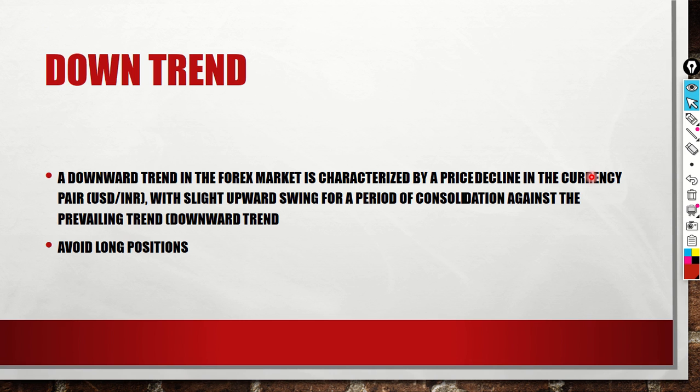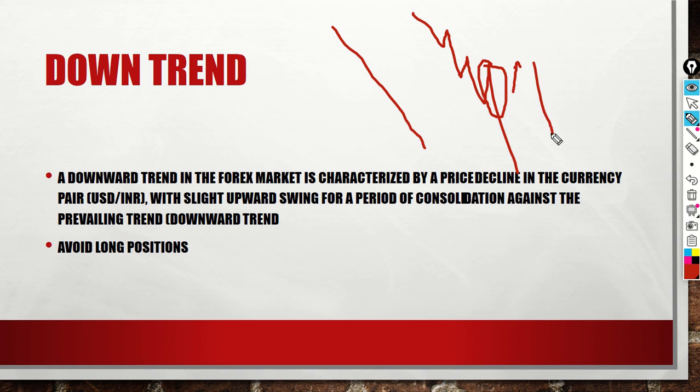So a downtrend is the opposite of an uptrend. A downward trend in the forex market is characterized by a price decline in the currency pair, with slight upward swings for periods of consolidation against the prevailing trend. Like I said, a downtrend is not a straight line like this. It's something with pullbacks. Price will retrace. This is what we call a retracement. Price retraces, comes back up, then continues down.